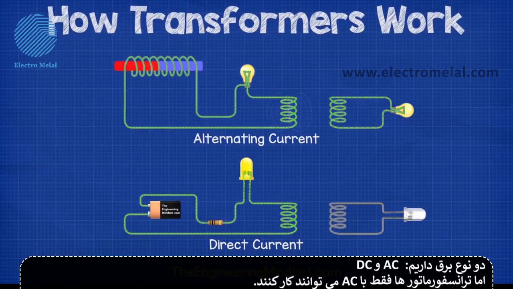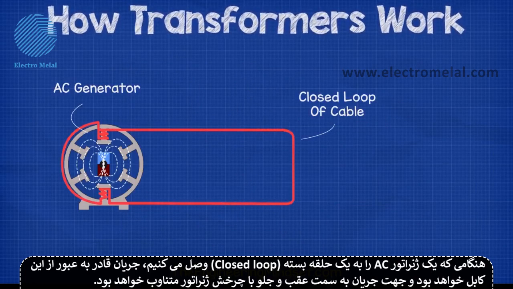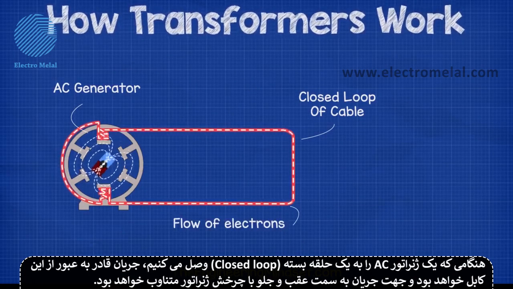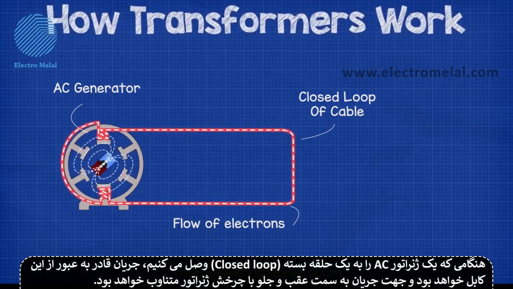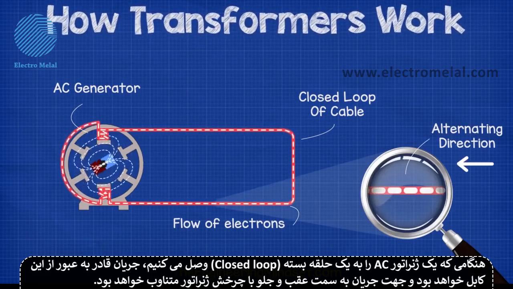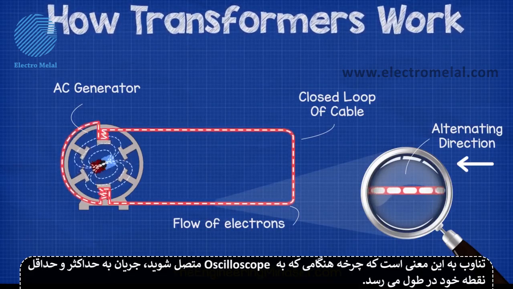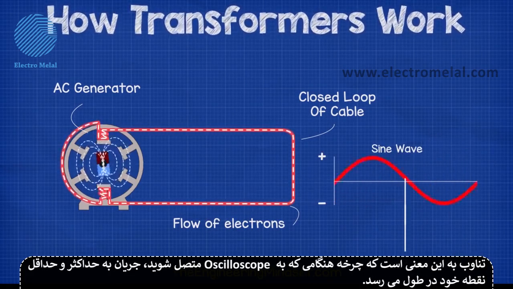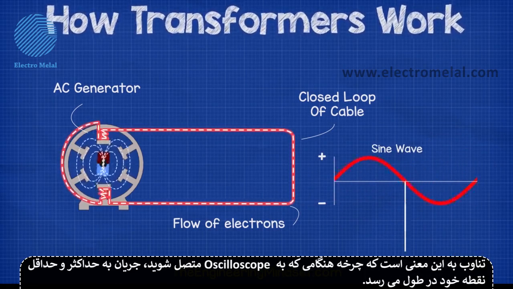There are two types of electricity, AC and DC, but transformers can only work using AC, or alternating current. When we connect an AC generator to a closed loop of cable, a current will be able to flow through this cable, and the direction of the current will alternate backwards and forwards with the rotation of the generator. The alternation means that the current reaches its maximum and minimum point during the cycle, which gives it its sine wave pattern when connected to an oscilloscope.